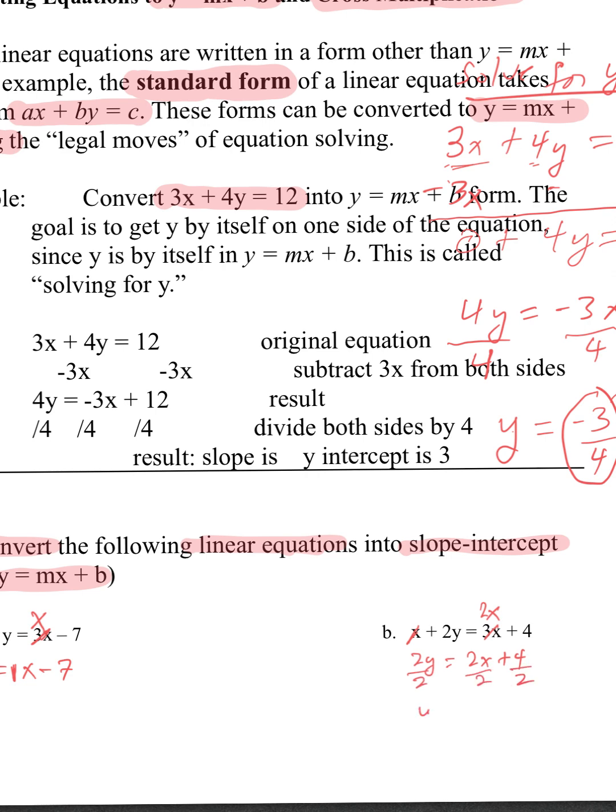We get y. 2 over 2 is 1. 1 times y is y. Y equals 2 over 2 is 1, so we get x plus, and 4 divided by 2 is 2. And there you go. Our slope is 1 again. You have to remember, you don't have to write a 1 there, but you have to know that the slope is 1 and the y-intercept is 2. All right.